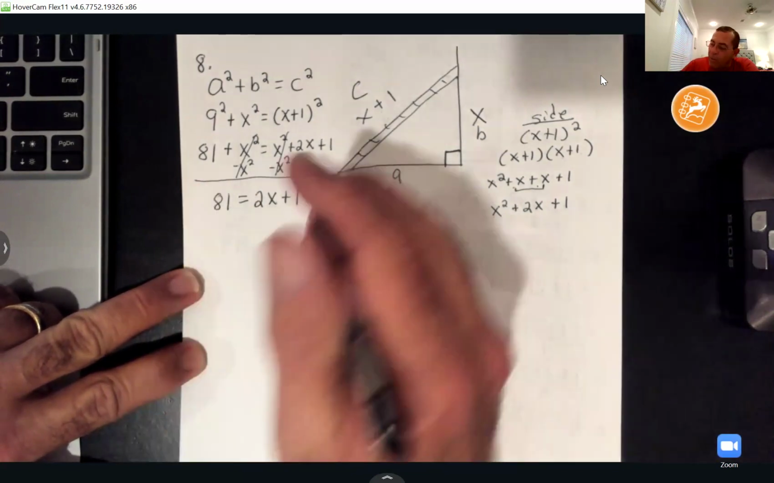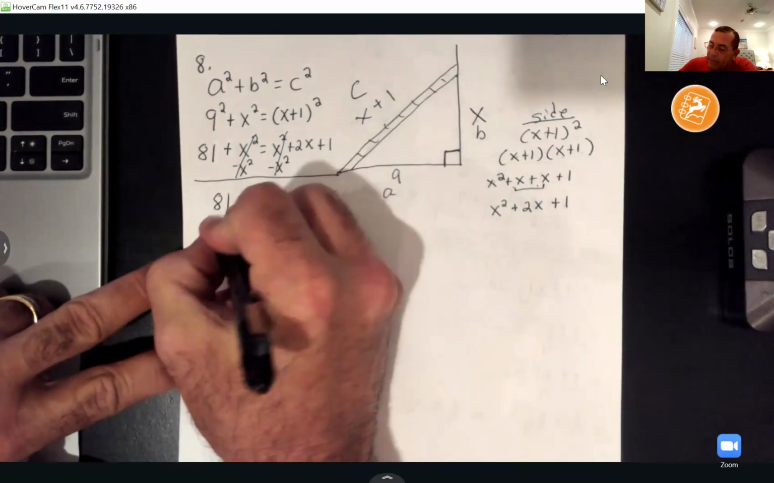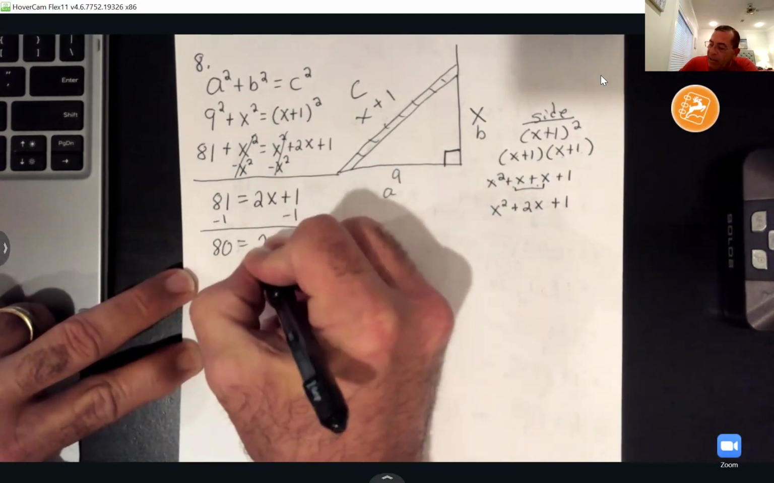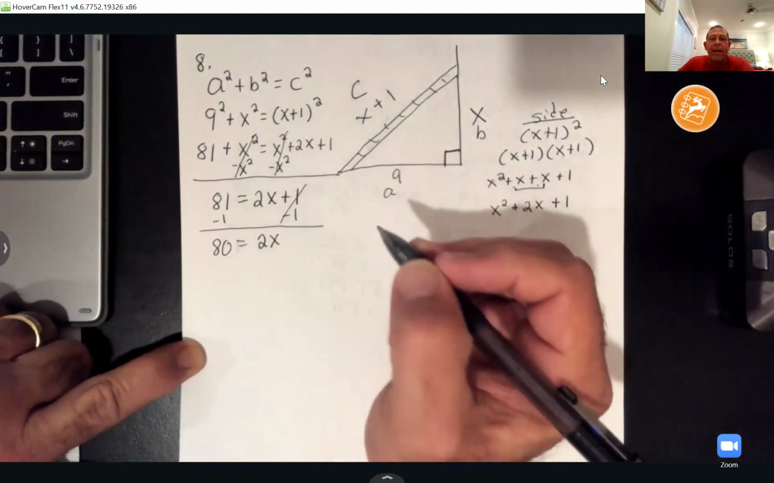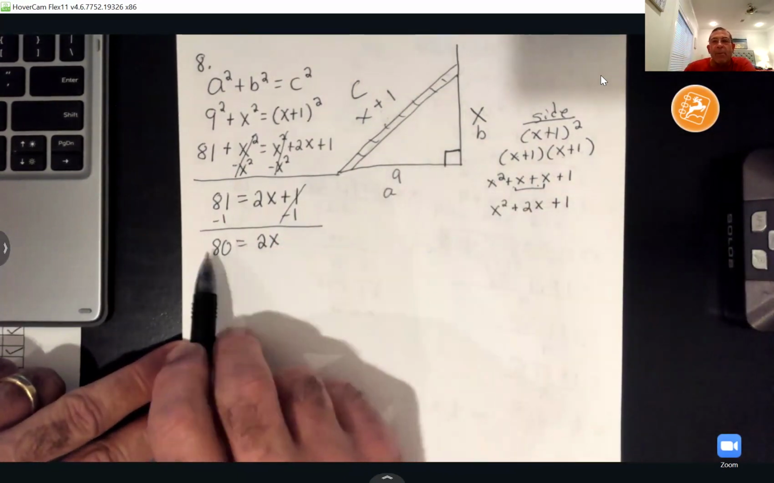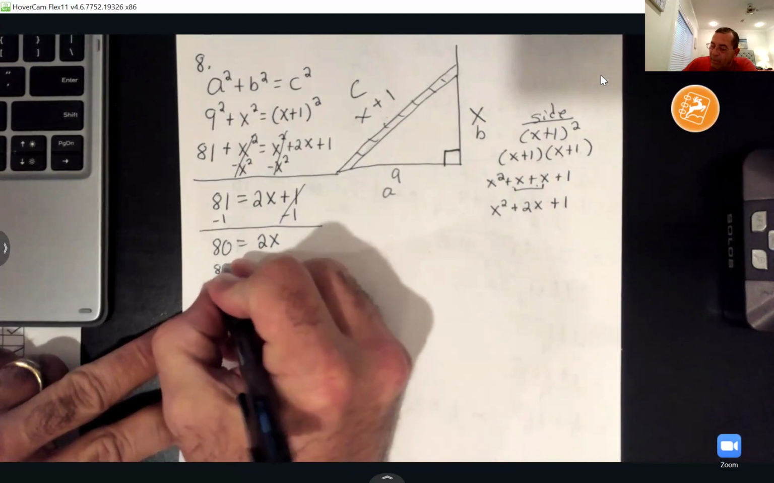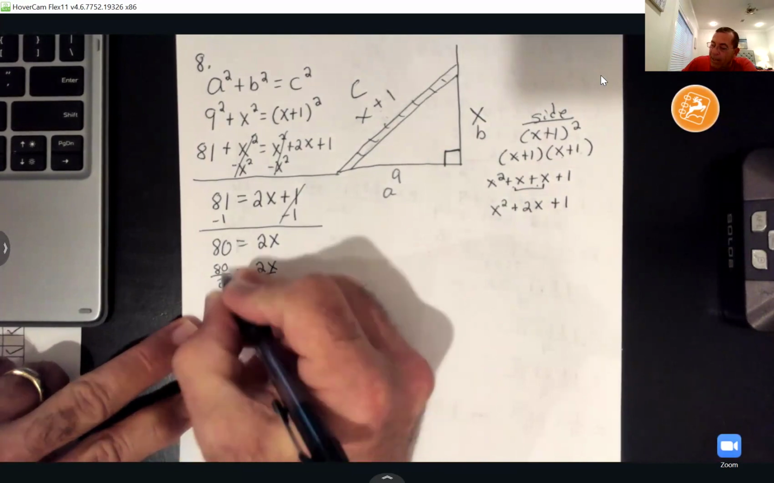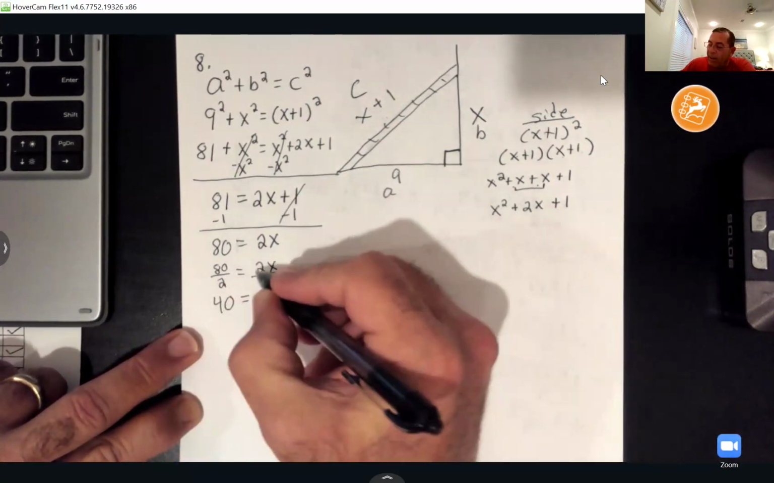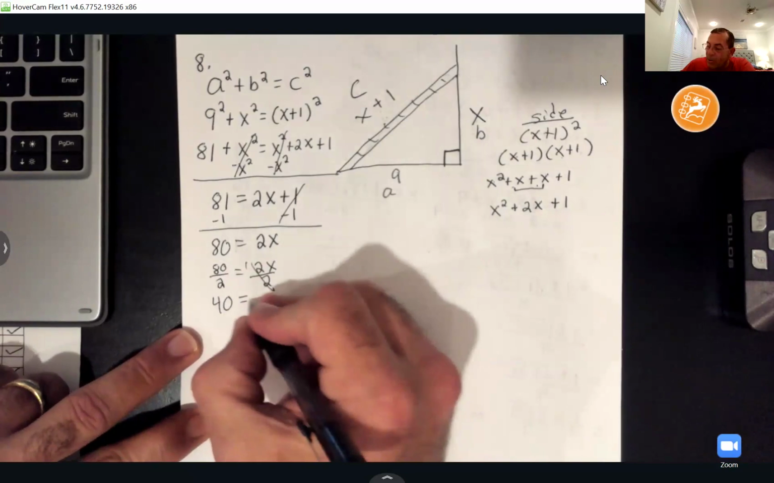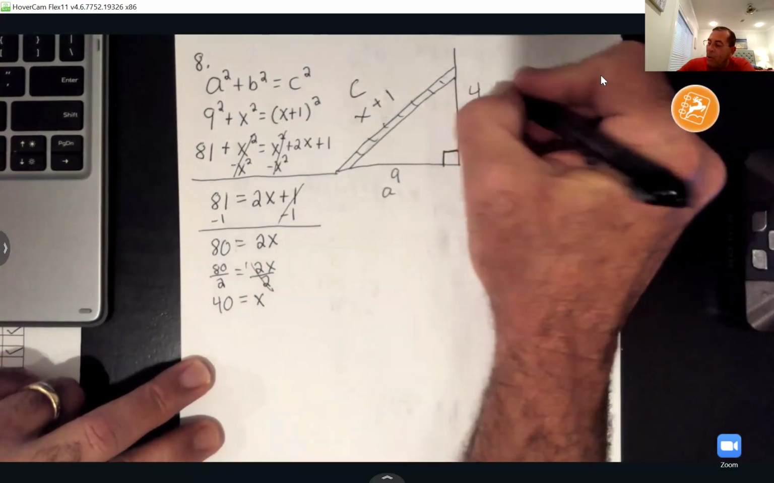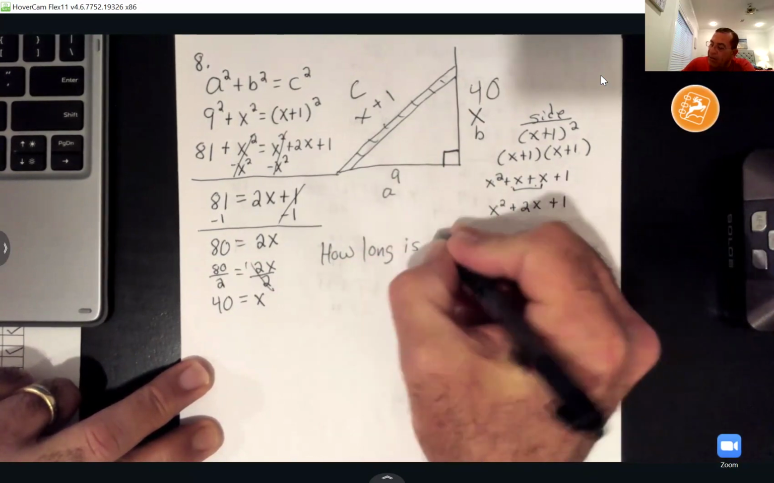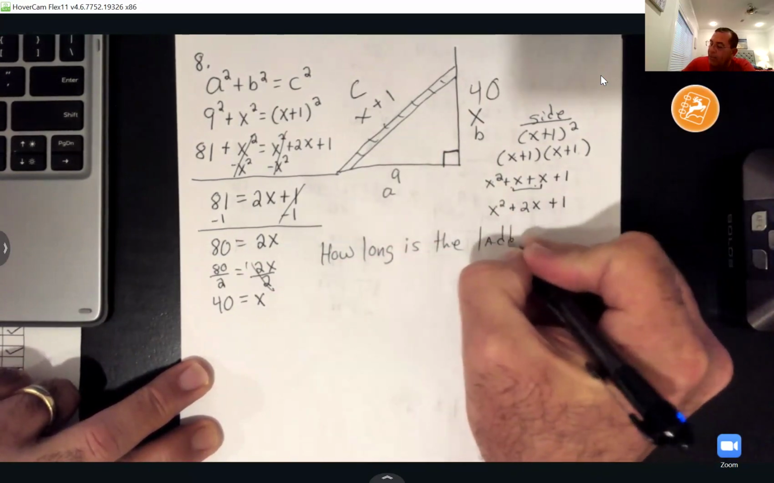So subtract 1 from both sides. And that's going to give me 80 equals my 2x, because those ones are going to cancel. Divide both sides by 2. And look at that: 80 divided by 2 gives me 40. Those 2's cancel, making a 1x on that side. So the x is 40, but they want to know how long is the ladder.